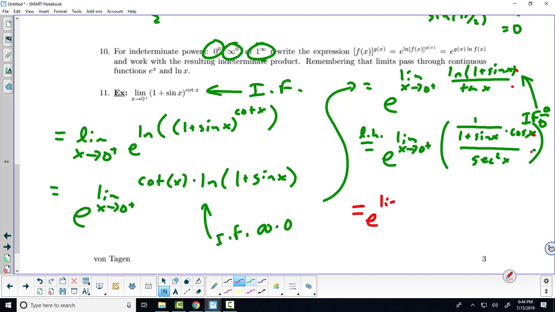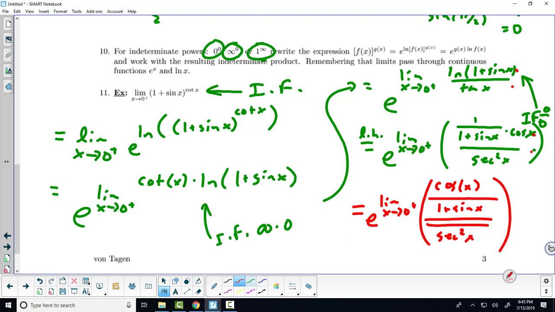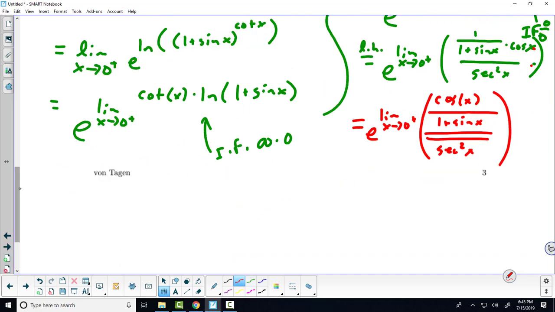That's e to the limit as x approaches 0 from the right. Actually, it's not really going to clean it up much. Maybe it wasn't worth writing. Cosine x over 1 plus sine x, all divided by secant squared x. Is this an indeterminate form? Secant of 0 is what, folks? 1. So that's fine. Sine of 0 is 0. Uh-oh, but I add it to 1, so that denominator is fine. I think we're okay. So what do we end up with?